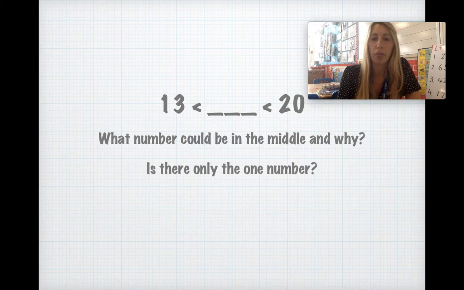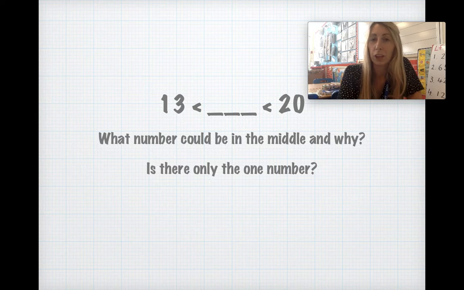You have got the number 13 and then our greater than and less than symbol is showing us that the next number is going to be greater than 13 but is going to be less than 20. So what number could go in the middle there? So have a little think. If you want to pause the video, you can think about it, maybe write down the answer and maybe figure out there's more than one correct answer.